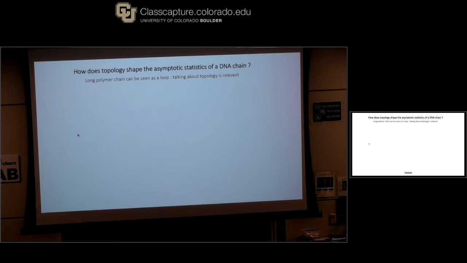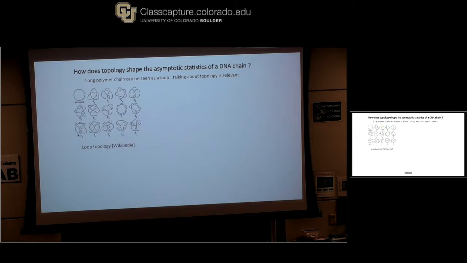So far, everyone has talked about obstacles in the random walk and how they would constrain it. And we've seen that it doesn't change much, except for the plateau. So it's known that DNA is actually constrained topologically, and we wanted to investigate this with our self-avoiding random walks. The idea is that a long polymer chain can be seen as a loop, at least locally. So we are going to simulate self-avoiding loops.